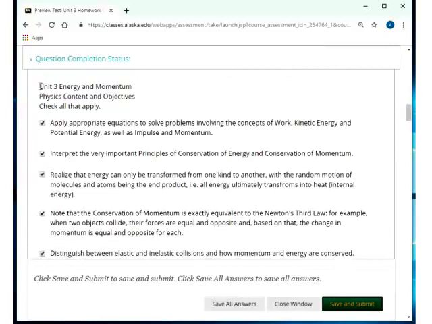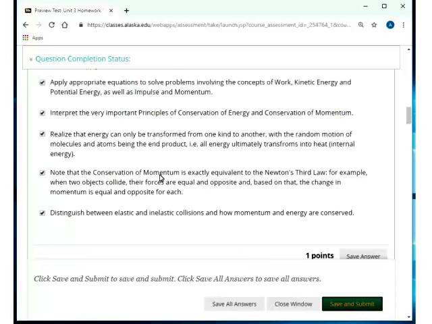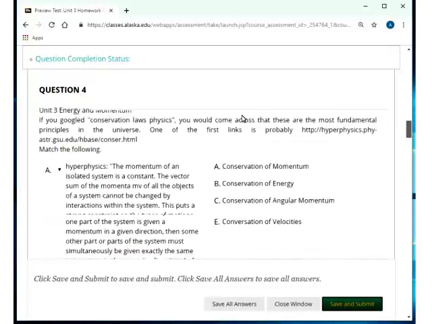In this Unit 3, Energy and Momentum, Physics Content and Objectives, you will see that all of these apply. They either make sense, yes, that's what's in the book. Respectively, I posted them in the Unit 3 folder in Lectures and Homework. Unit 3, Energy and Momentum.